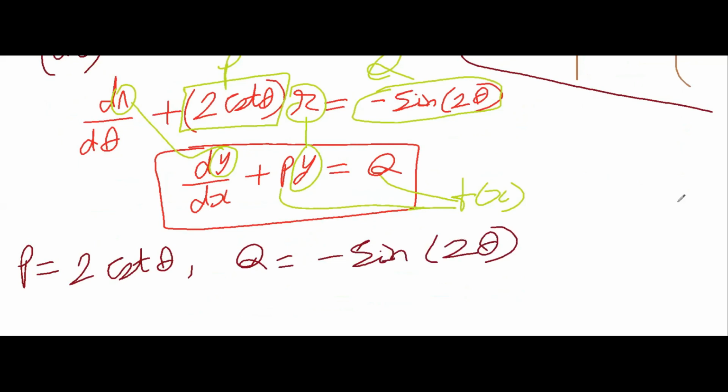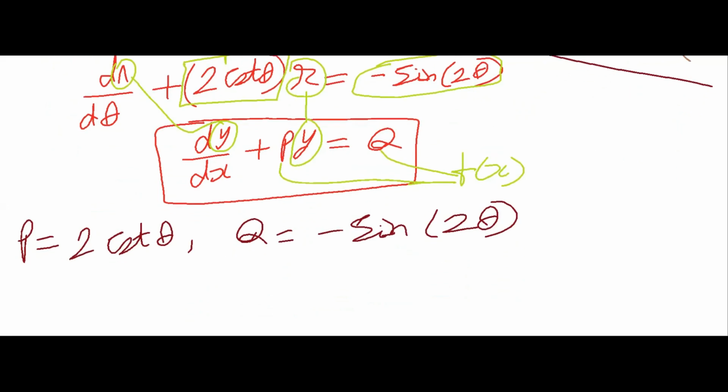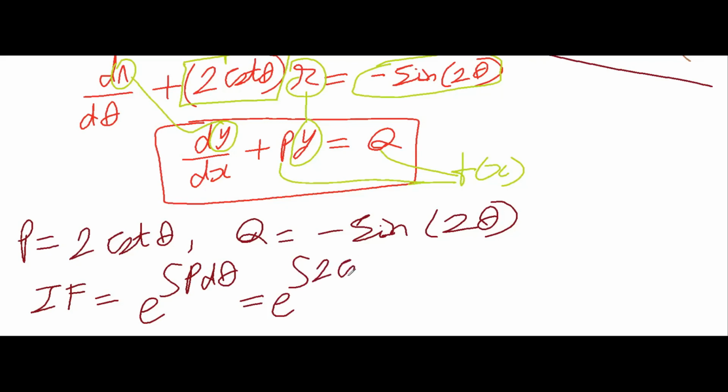So what is my next step? My next step is to find the integrating factor. So what is the integrating factor? It is e to the power of the integration of P. Here it will be d theta. Correct. So the integrating factor will be e to the power of the integration of P d theta. What is that P? It is 2 cot theta d theta.